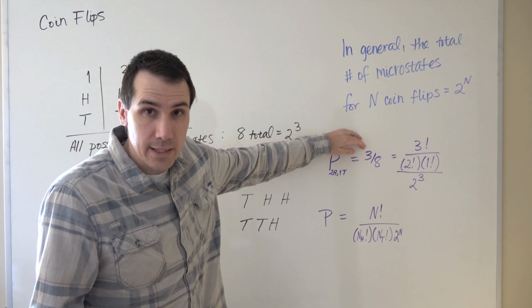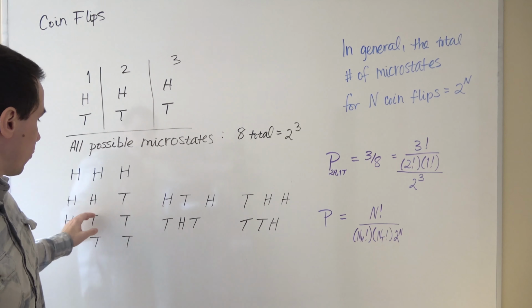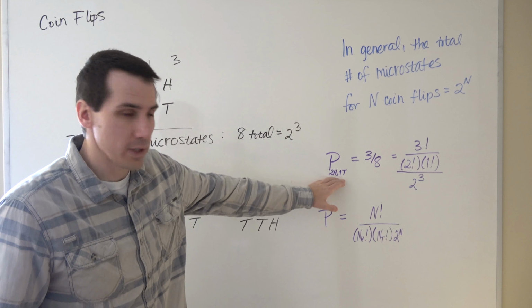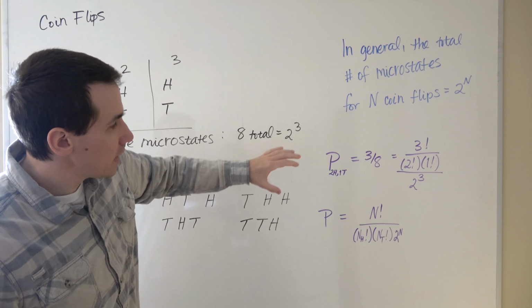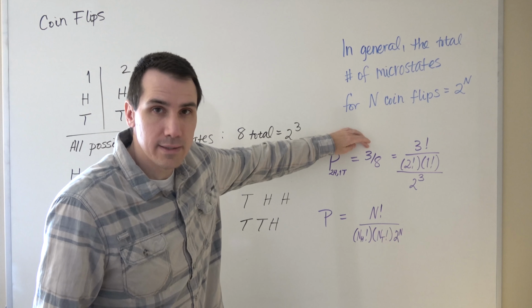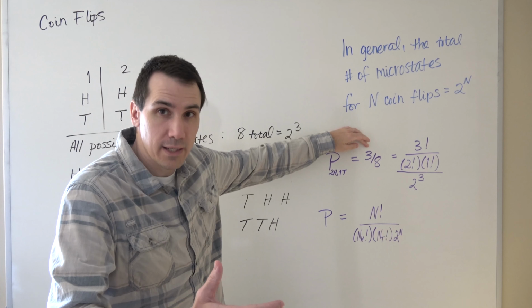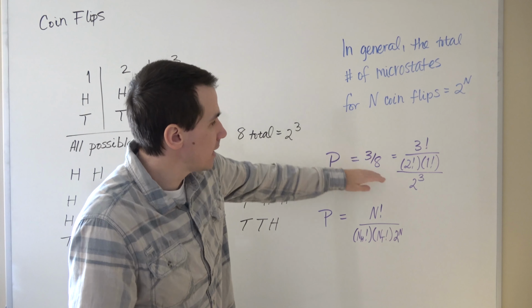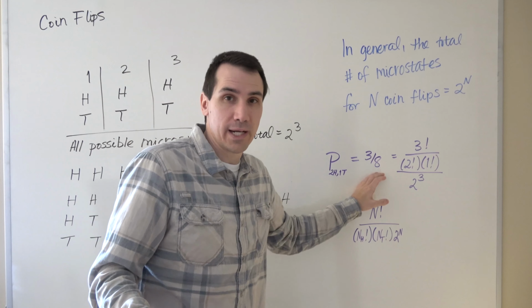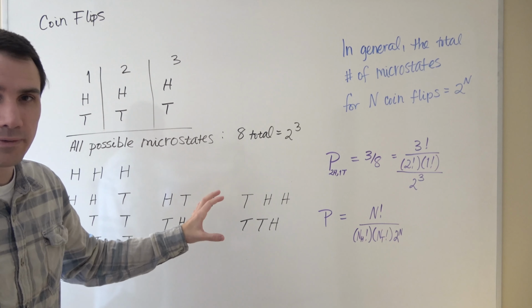Now, we can calculate the probability of finding a given macrostate by taking the number of microstates that macrostate has. So in this case, we have 3 if we're looking at 2 heads and 1 tail. We have 3 total microstates for that macrostate, for 2 heads and 1 tail. And then we divide it by the total number of microstates, which is 8.